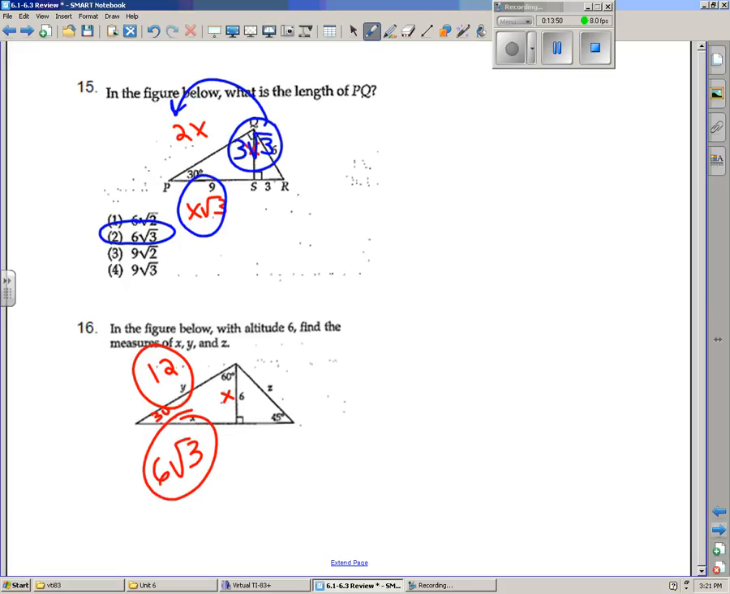On the other side, we're in a 45, 45, 90, where these are also the lengths of x, which means this guy becomes x rad 2 or 6 rad 2.